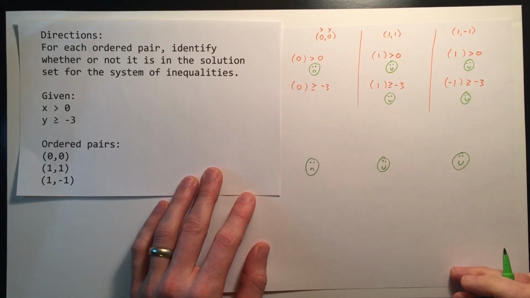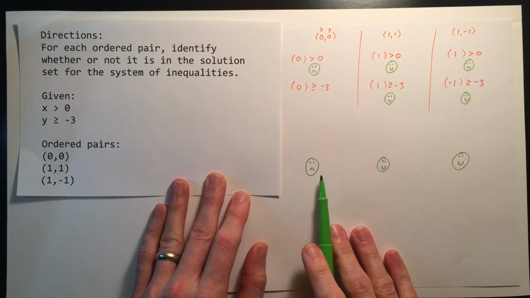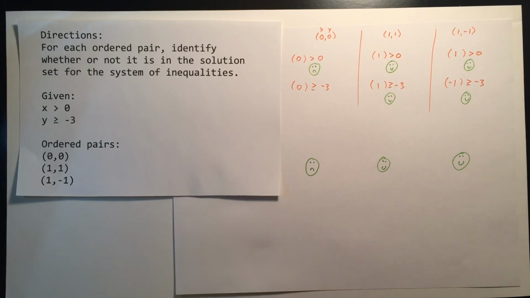So the answer is the first ordered pair, no, it's not a solution to the system. It's not in the solution set for the system. And the other two, yes, it is in the solution set to the system.